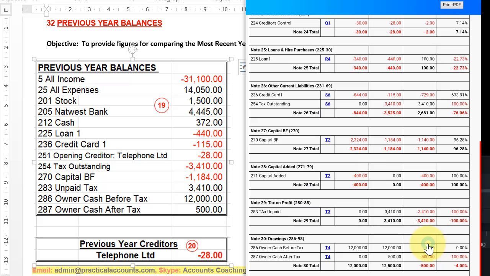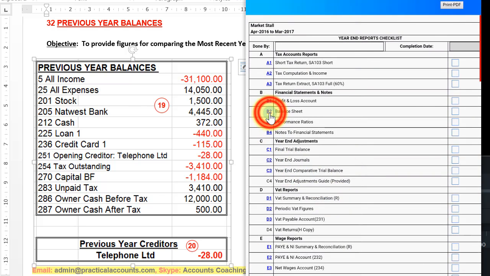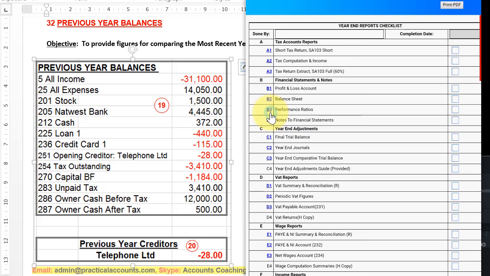Now let's see the tax on profit. We don't know this figure. We haven't yet entered this figure. It's computed, although we haven't yet entered the figure. Now drawings was reduced from 12,500 to 12,000. We probably will see. Maybe there is no extra drawings being taken at the year end, so it's a drop of 4%. Now let's have a look at the other report affected by these comparative figures.